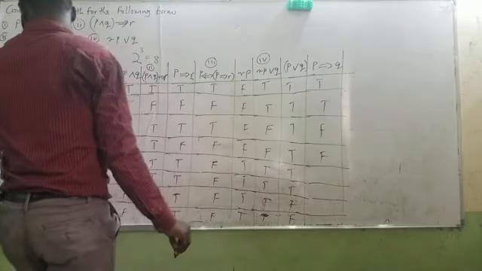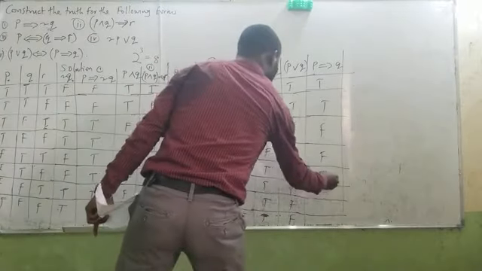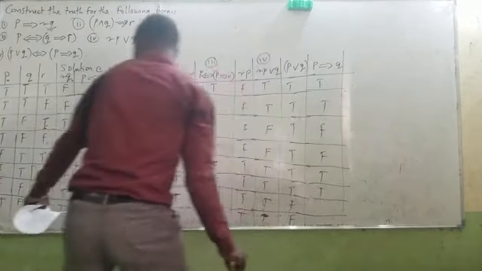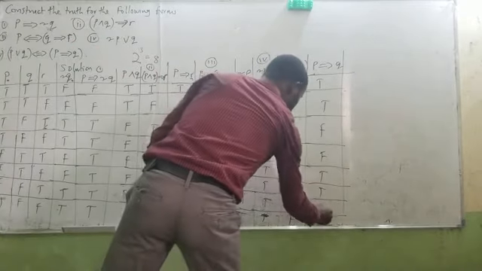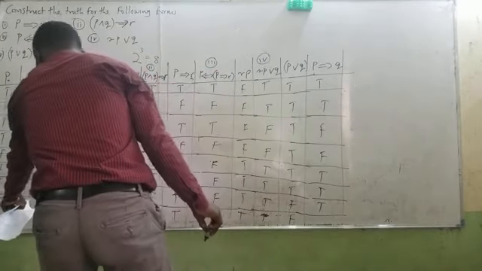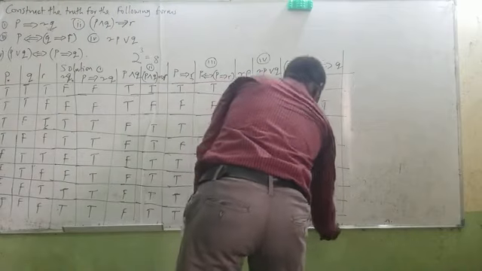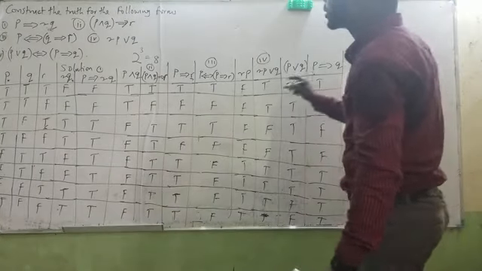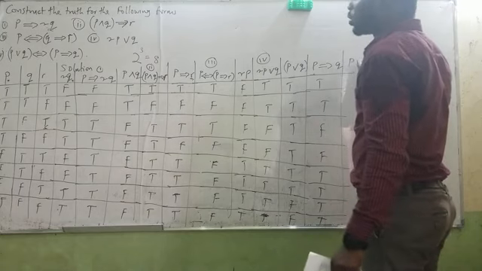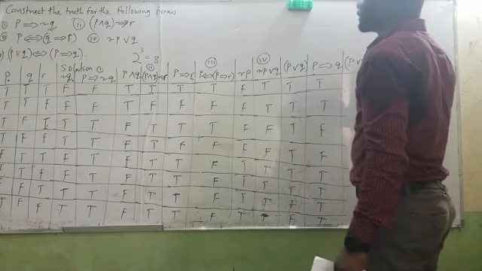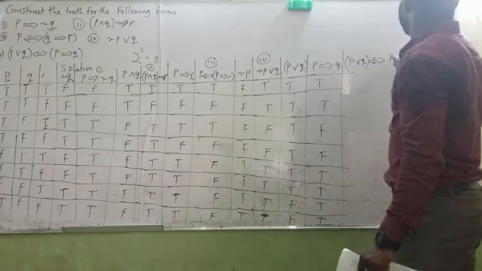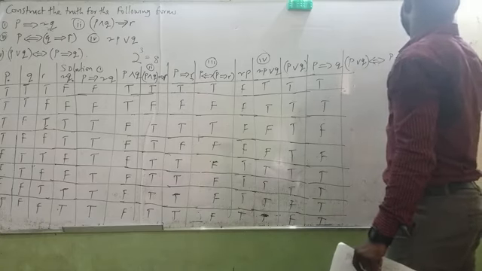and true, true, true, and what? And true. That's what my P implies Q. I will now continue by having the question number 5. P or Q, which is equals to biconditional of P implies Q.